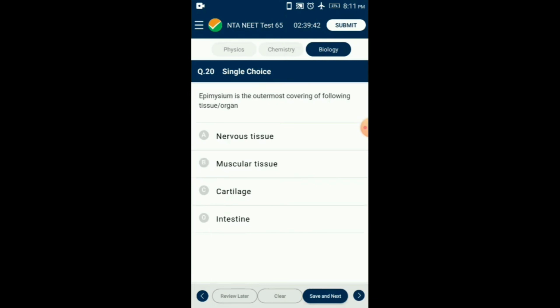Question number 20. Epimysium is the outermost covering of the following tissue or organ. The epimysium is the dense connective tissue that surrounds the entire muscle tissue. The perimysium is the connective tissue that surrounds each bundle of muscle fibers. The endomysium is the connective tissue that covers each single muscle fiber, or myofiber, or muscle cell. So the answer for this question is option B, muscular tissue.